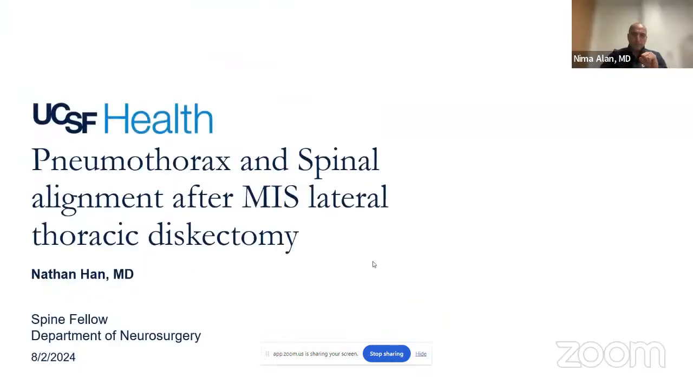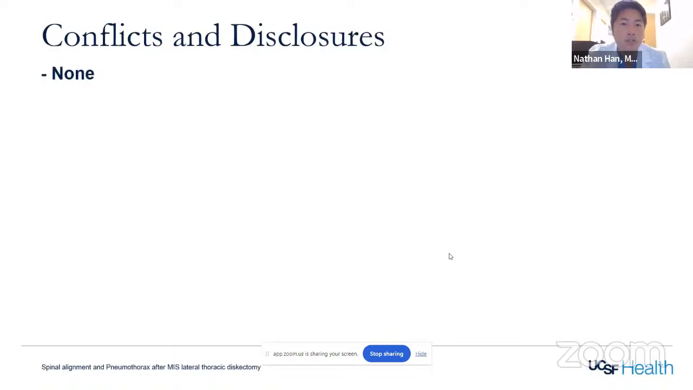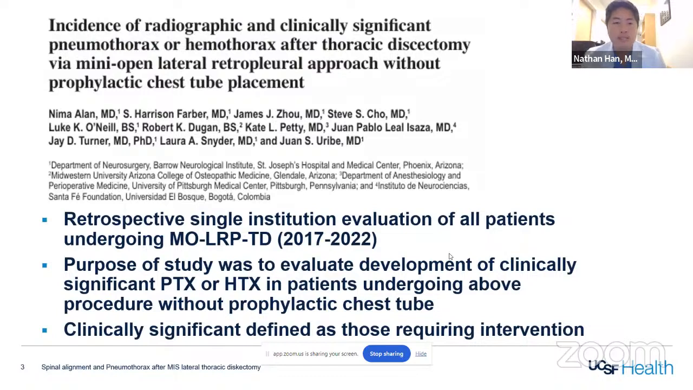Yes. All right. My name is Nathan, one of the neurosurgery fellows here. As Dr. Allen mentioned, I'll be discussing some of the questions that that patient had in terms of what are the risks of pneumothorax and what is the risk of spinal alignment after this lateral MIS thoracic discectomy. No conflicts or disclosures for me. So in terms of the pneumothorax, Dr. Allen himself had written a paper on what is the radiographic incidence and clinically significant incidence of pneumothorax and hemothorax after the MIS thoracic discectomy.